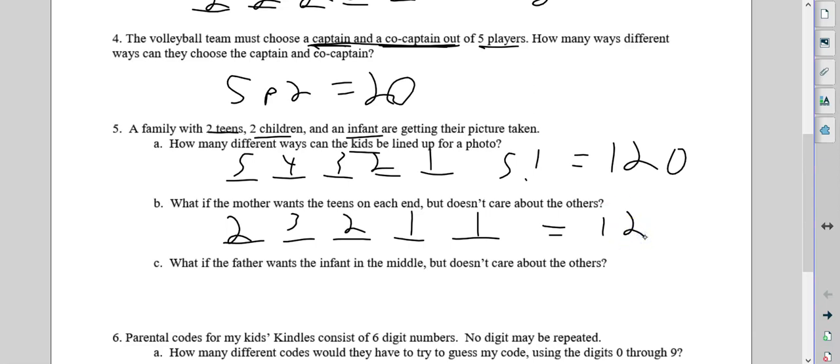What if the father wants the infant in the middle but doesn't care about the others? Okay, well, 1, 2, 3, 4, 5. There's only 1 infant, so that's easy. Now, how many kids are left? 4, then 3, then 2, then 1. Once you get used to the pattern, how to approach it, it's really pretty easy. And if you think about it, you have a 4, a 3, a 2, and a 1. That's really just 4 factorial. That's 24.